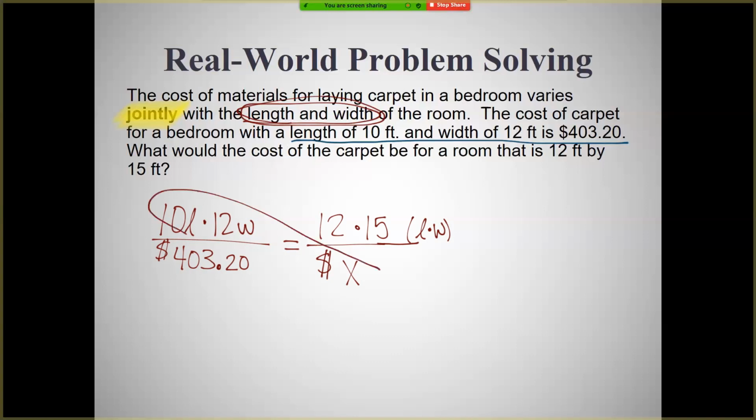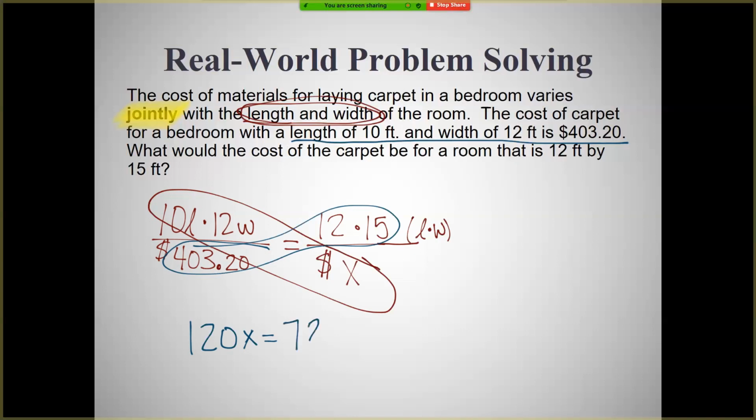So for this, we're going to cross multiply. I'm going to take 10 times 12 times x. Well, 10 times 12 is 120 times x is 120x. For my other diagonal, I'm going to take $403.20 times 12 times 15. I can just type all three of those in my calculator all at once. That tells me 72,576.